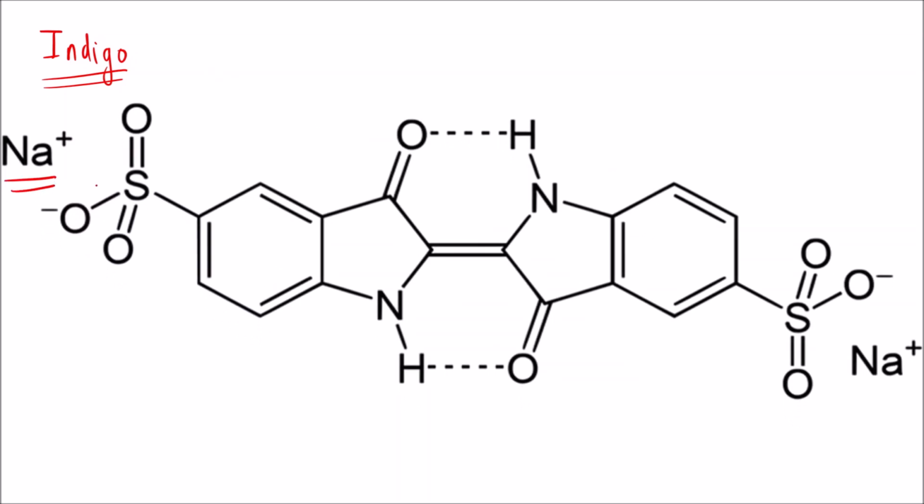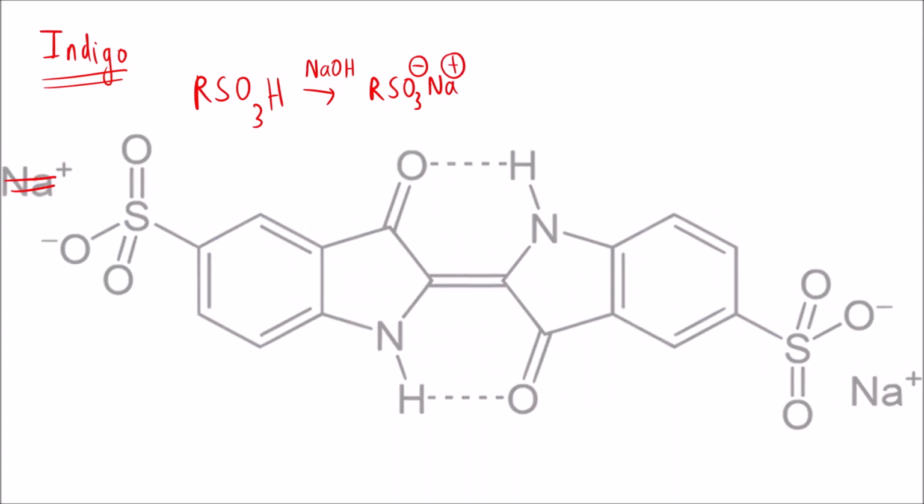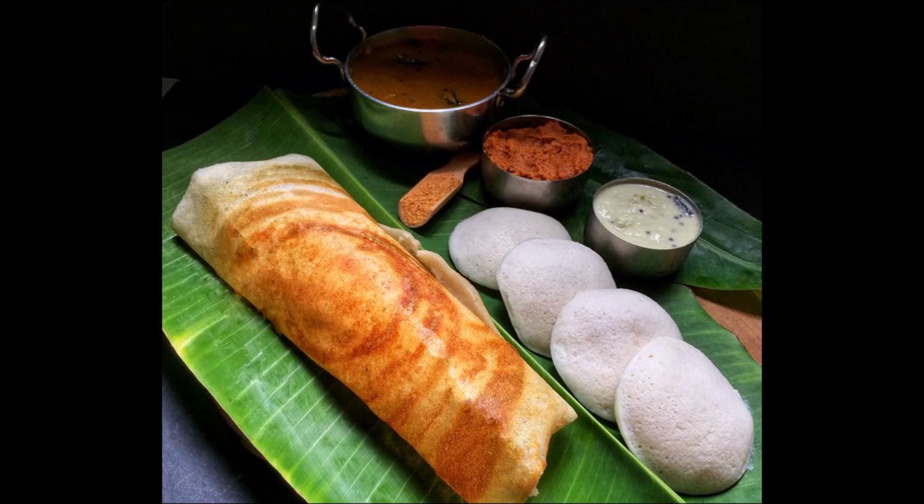This is the structure of indigo. It is a sodium salt of sulfonic acid. Okay, RSO3H, this is sulfonic acid. If I react it with a base, what I will get is the sodium salt of sulfonic acid. This is nothing but indigo, the structure of indigo. Here also sodium is present. Where else in daily life can we see sodium?